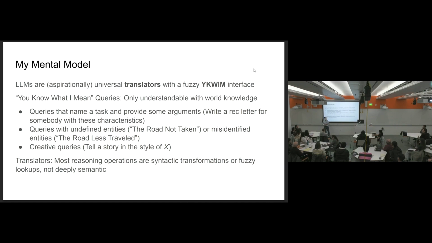There might be queries with undefined entities. For example, I might ask a large language model what the meaning of the poem "The Road Not Taken" is, or, as I did this morning, a misidentified entity, where I said, what is the meaning of the poem "The Road Less Traveled?" And Bard corrected me and said, you mean the road not taken, and these are some interpretations of it. And then also creative queries, like tell me a story in the style of this particular author, or rewrite this recommendation letter in the style of a ballad by Bruce Springsteen. People actually got acceptable outputs for these when they were playing around with ChatGPT a year ago, and this really helped a lot of people's imaginations take off with what large language models can do.